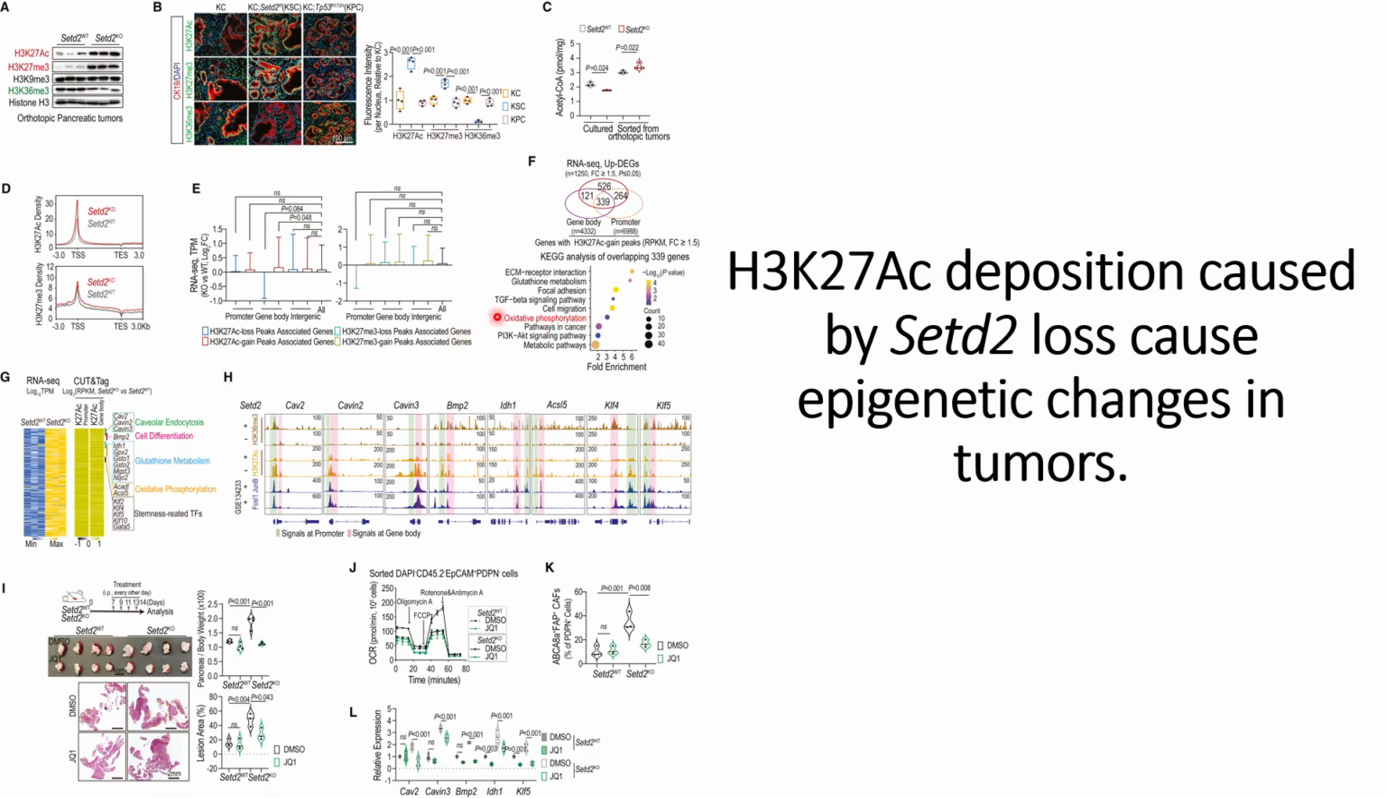After validating that these proliferation markers are increasing, they also did RNA-seq and CUT&Tag analysis, and here also they found similar results: cell differentiation, oxidative phosphorylation, stem-related TFs, clathrin-mediated endocytosis, and glutathione metabolism. All of this is related to the proliferation and migration of the tumor cells.